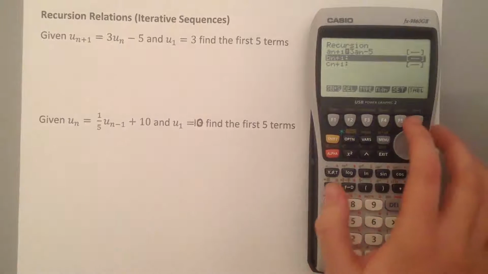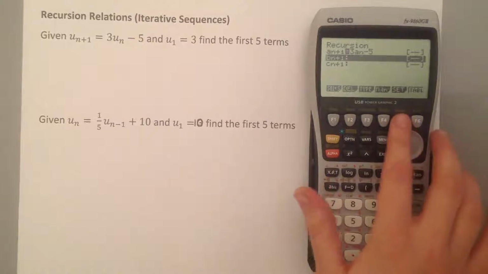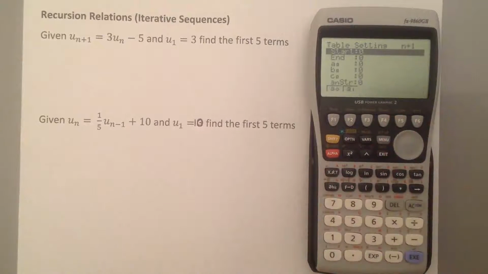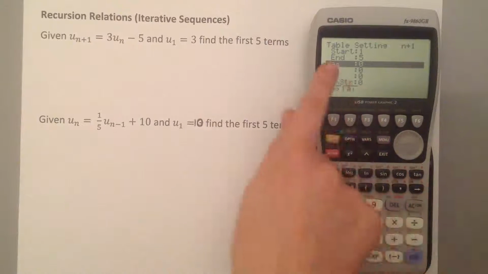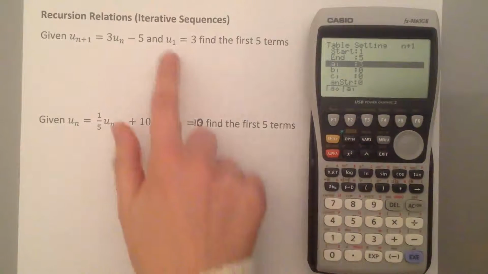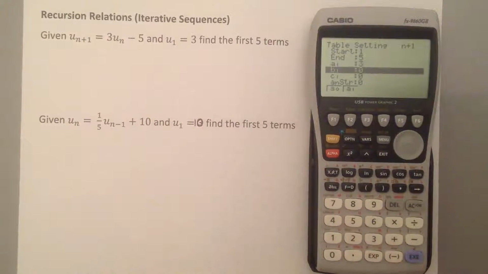And then the really next important thing is I need to go to set, so I need to tell it what I'm looking for. Start and end is what bits of the sequence do you want. So I want the first term up to the 5th term. You might just be looking for the 10th term or whatever, so you can change it to be what you want. And we've got A1, so I need to change this from A0. So I've got A1, in this case it's 3. So I've now set it up for the things that I need.